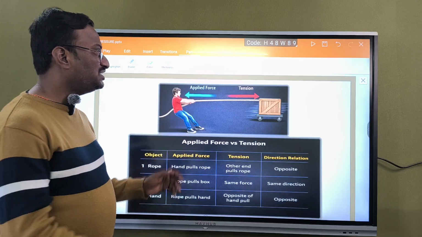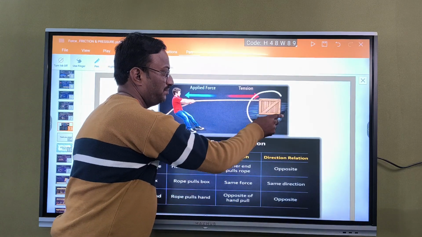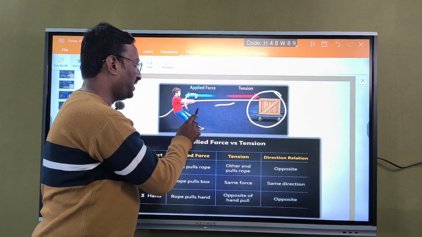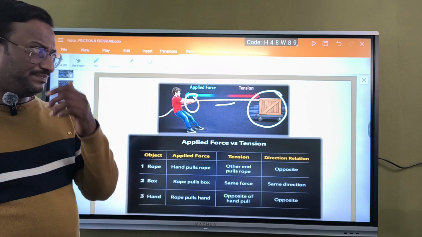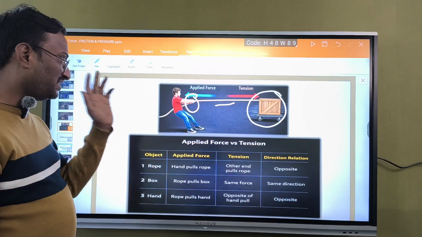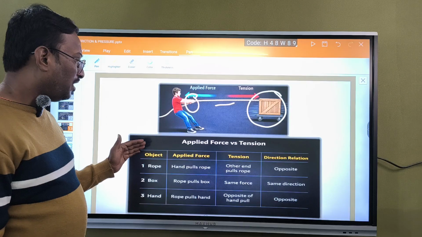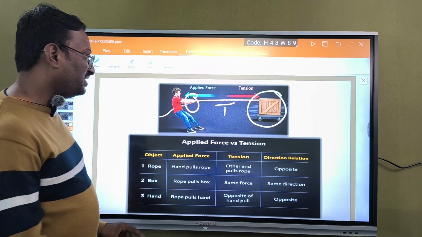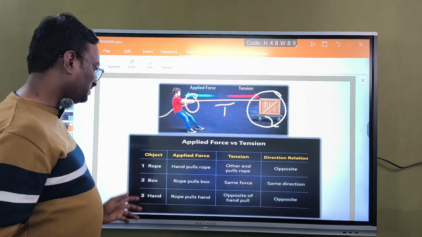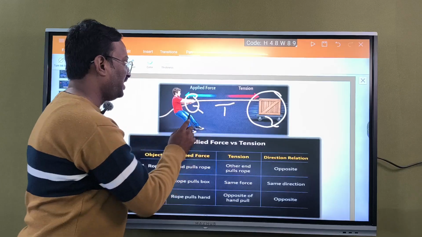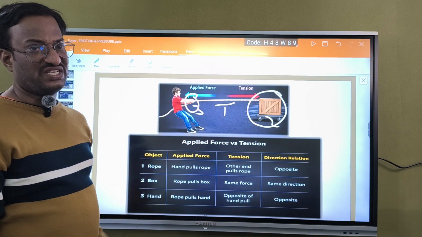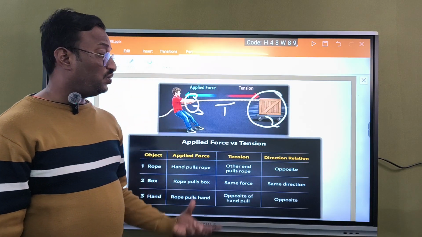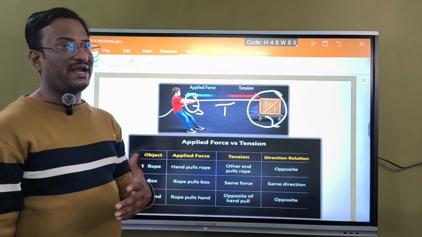Suppose a person is pulling a box with the help of a thread, and the person has applied some force towards himself. Then what happens here? Let us see now. We have considered three objects: one is the rope, the other one is the box, and the third one is the hand. We have considered three situations here: applied force, tension and direction. If you know this concept, definitely you will get clarity on tension.